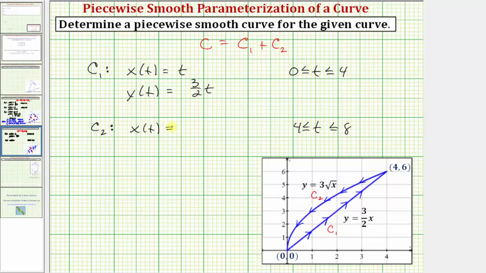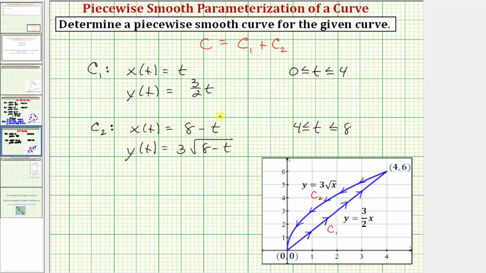So we want an equation that when t is 4, the x value would be 4, and when t is 8, the x value would be 0. And therefore x of t would be equal to 8 minus t. Notice how when t is 4, x is 4, and when t is 8, x is 0. And therefore y of t would be equal to 3 times the square root of, well, if x is equal to 8 minus t, we're going to have the square root of 8 minus t.